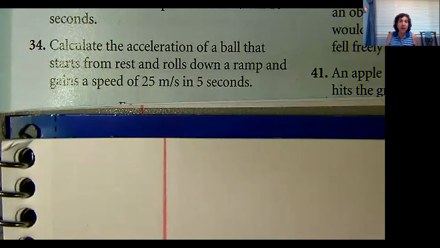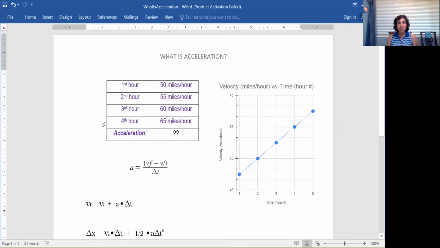Let me see, I've got to get this and say new share. So complicated. Okay, so here we go. New share. Here we go.